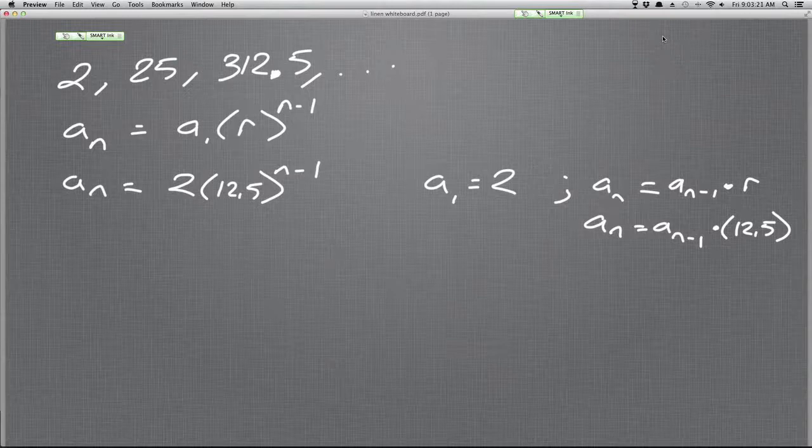So on recursive, I just need A sub 1 and then A sub n minus 1 times r. That is all I need for the recursive.